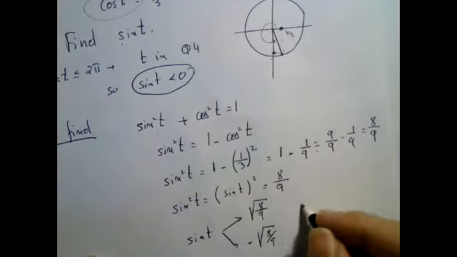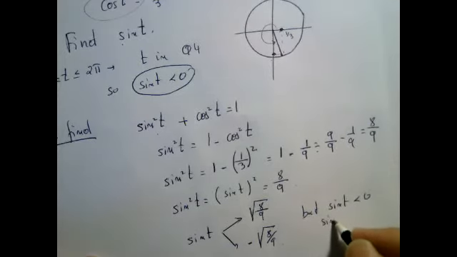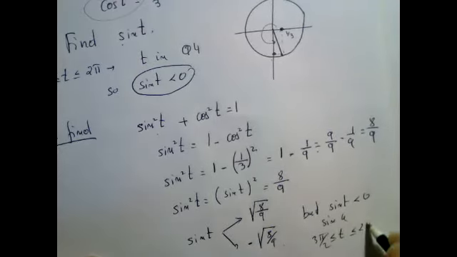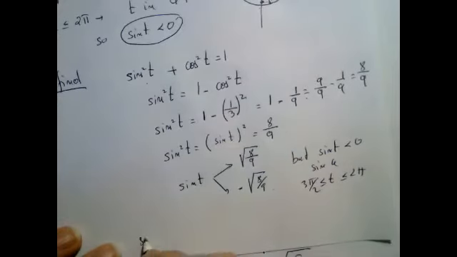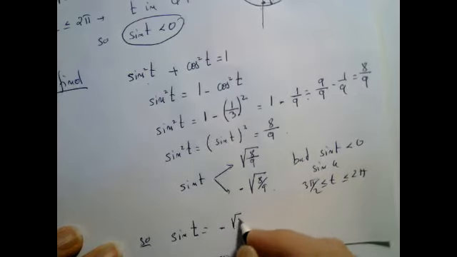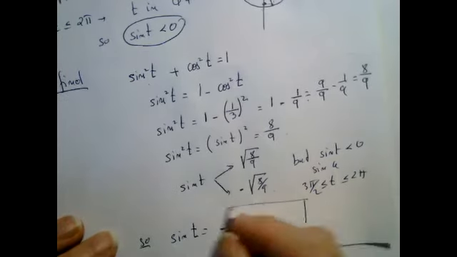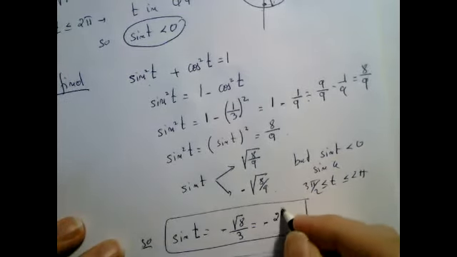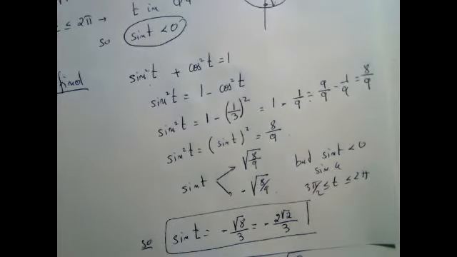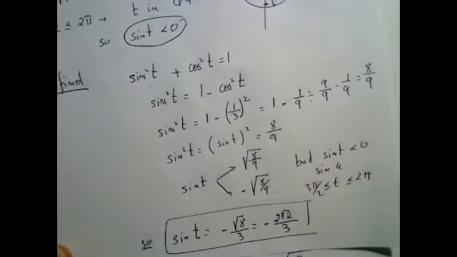But I know the sine of t is negative, since t is between 3 pi over 2 and 2 pi. So this gives me the sine is equal to minus the square root of 8 over 3, which we can write like this: the square root of 8 is 2 root 2, divided by 3. End of the problem. All right, so why did I pick negative, not positive?